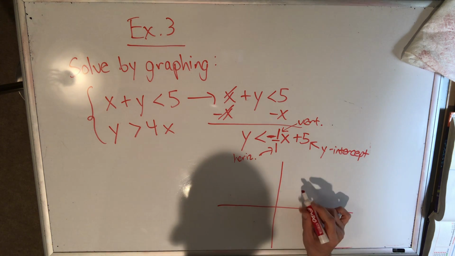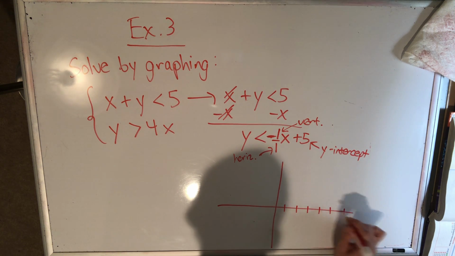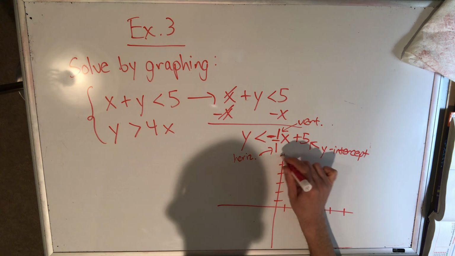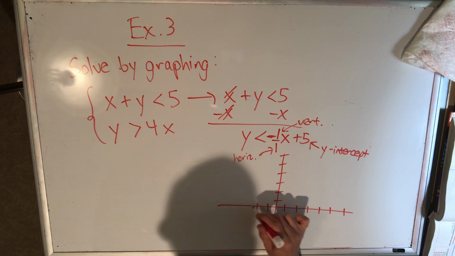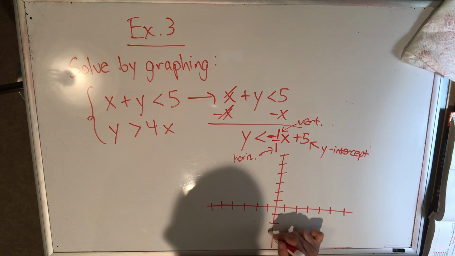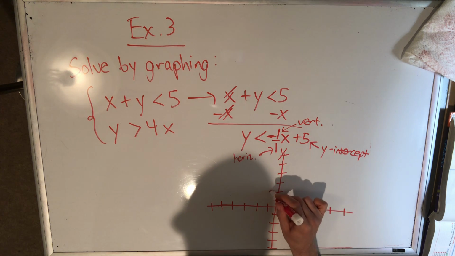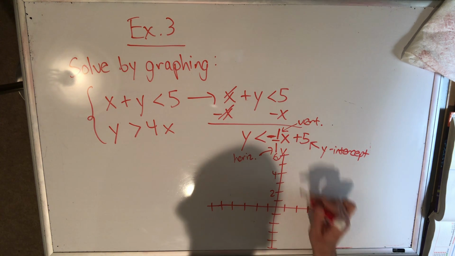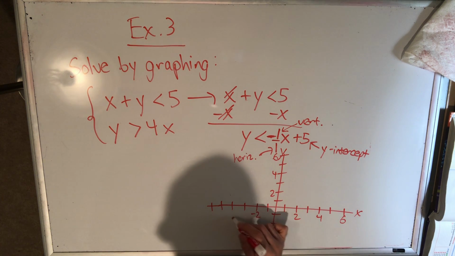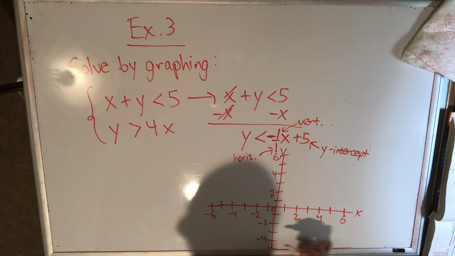Let's put 6 tick marks on each side just to be safe. 1, 2, 3, 4, 5, 6. Oh, I ran out of room. Oh well. It'll probably be fine.